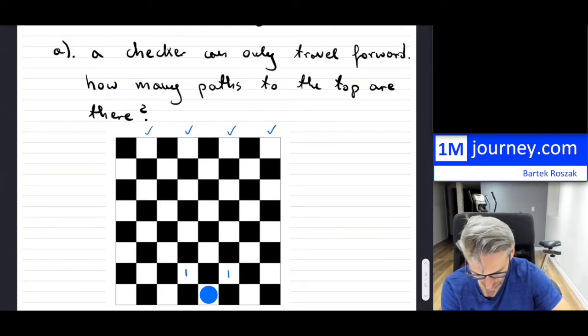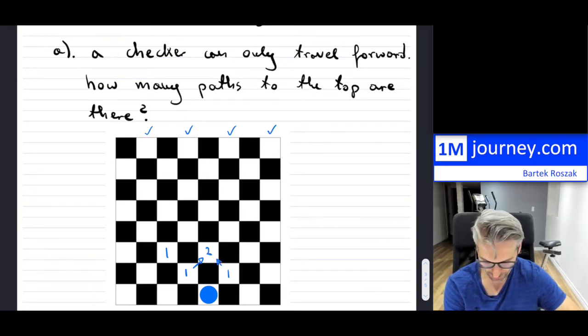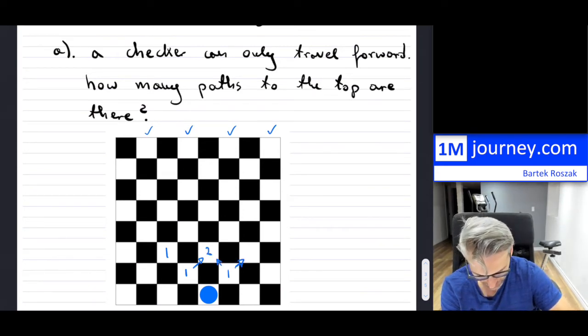Now you can continue going. So there's one way of getting to the next checkerboard square, so this would have been 1, like this. But now to this next square, there are 2. There's one from here and then one from here. So there's 2 in total. And then going in this direction, there would be 1, right? So we're kind of going like this.